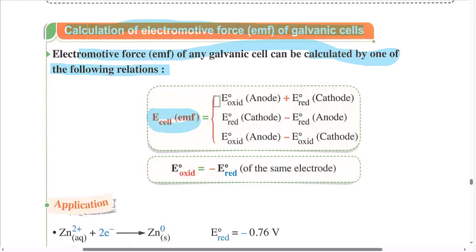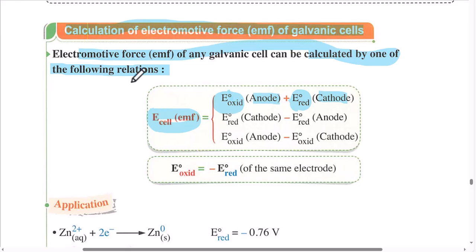It may be calculated by the standard oxidation potential of the anode plus the standard reduction potential of the cathode. We know that what really happens in the anode is oxidation, and what really happens in the cathode is reduction. So the standard oxidation potential which happens in the anode plus the standard reduction potential which happens in the cathode, the summation of both of them gives the whole potential of the cell.